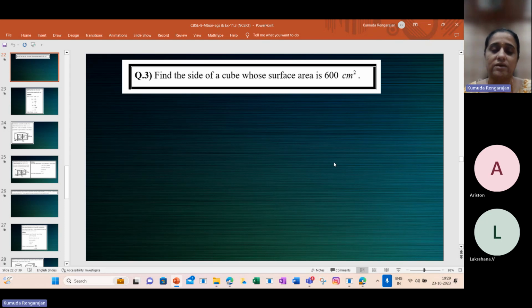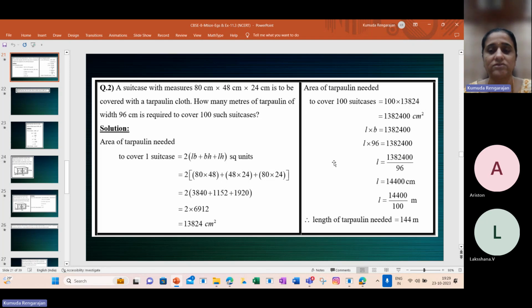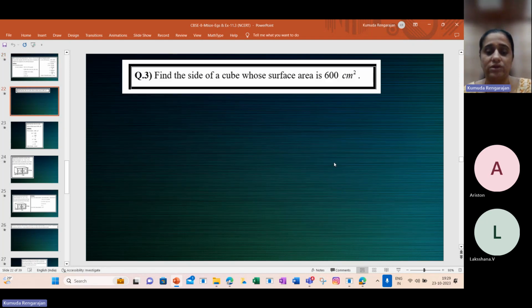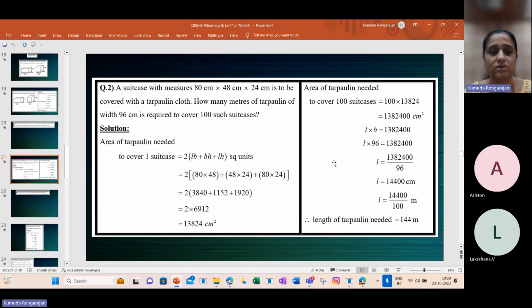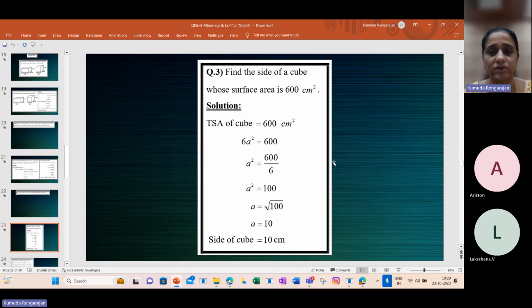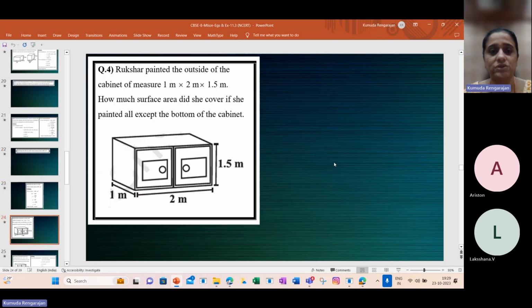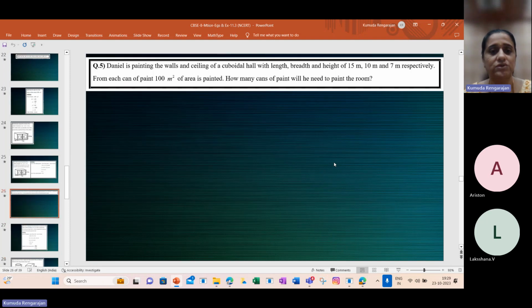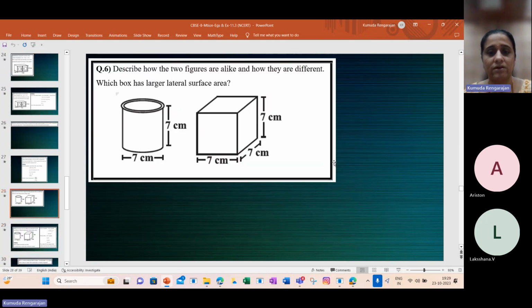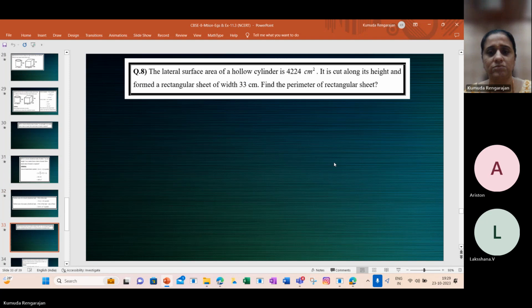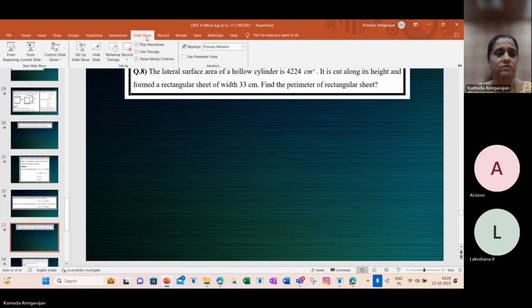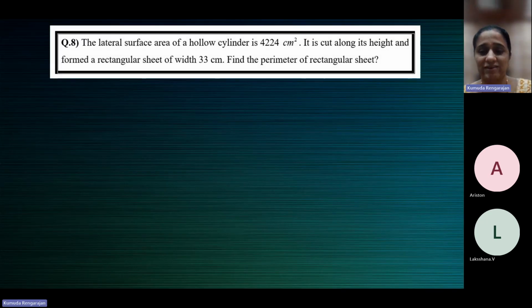Yes, ma'am. So just help me to figure out where I stopped in the last class. This is exercise 11.3. I'll just take you through the questions. Just let me know if we finished. I think this one we finished. Suitcase sum we finished. This also we finished. Yeah, we did this. I think we need to continue from here.